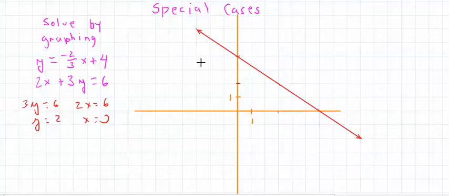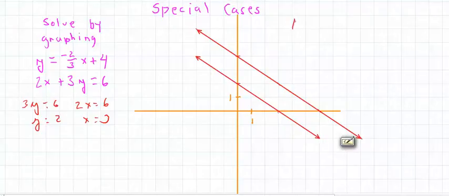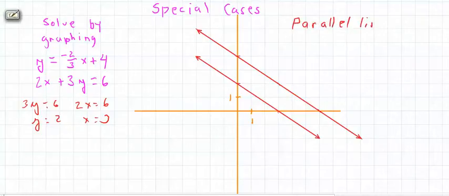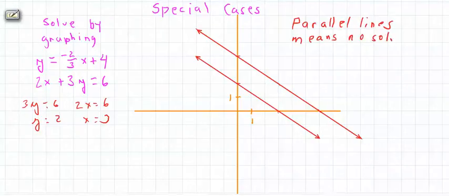I notice the lines are parallel. What's the answer? Parallel lines means no solution. So we know that this system of equations has no solution. Let's look. Why no solution? Ask yourself that. Why? All right? Let's think about that.